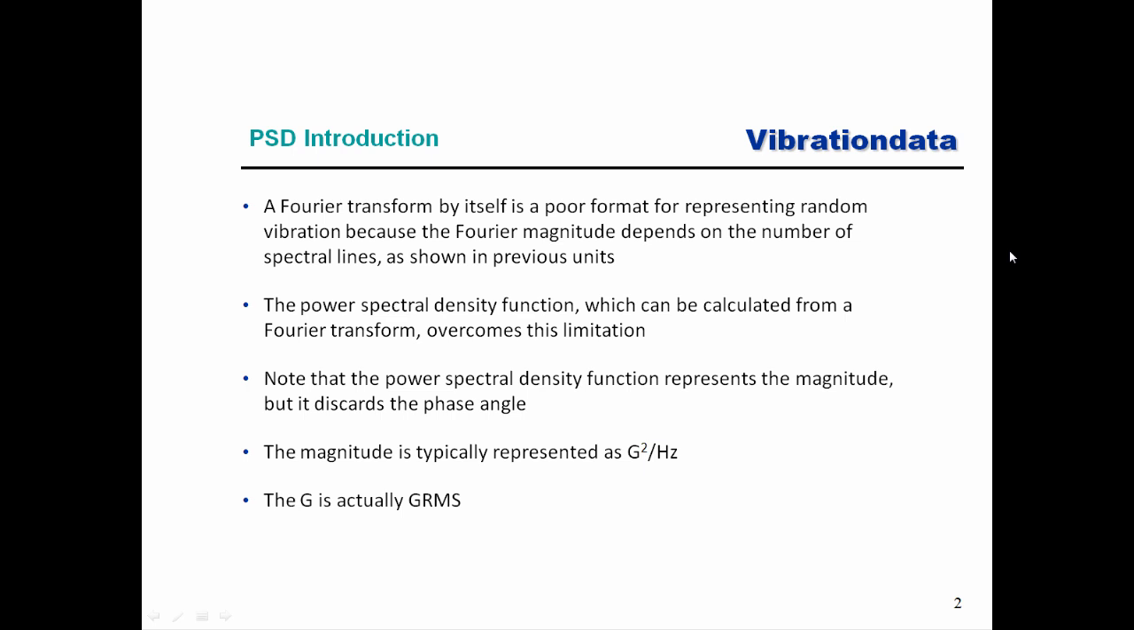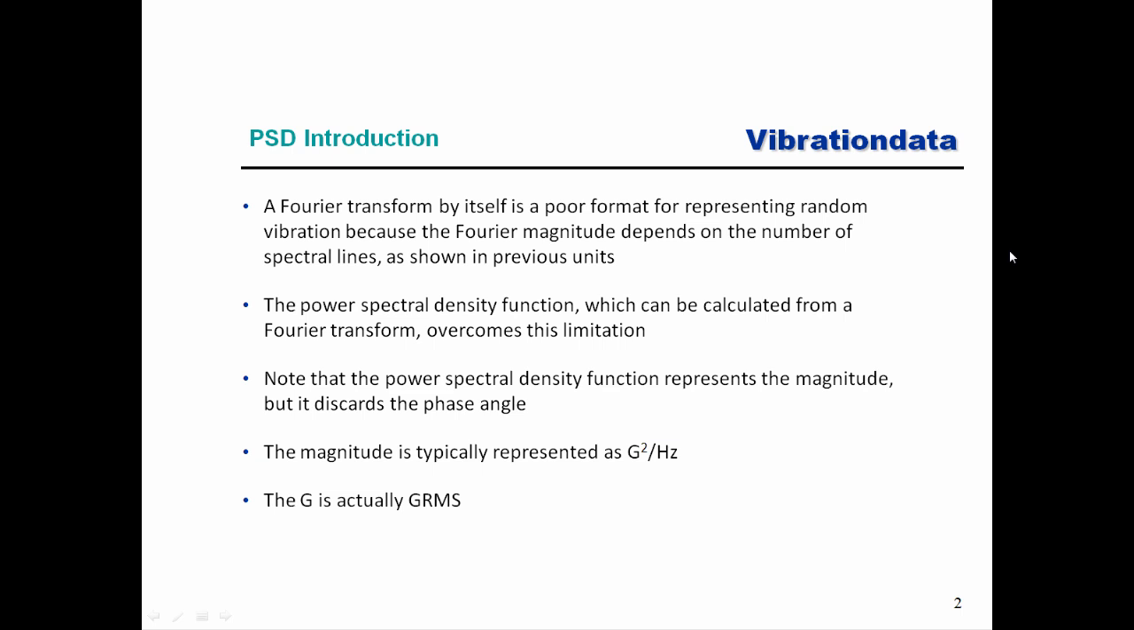So we need a method for overcoming that limitation, because we need something that we can design and test for as engineers. If the Fourier transform magnitude depends on duration, then the Fourier transform itself is not suitable for coming up with a level for design and test purposes. But the power spectral density function, which by the way can be calculated from a Fourier transform, overcomes this limitation. There are many characteristics of the power spectral density function, and let's just start with one here.